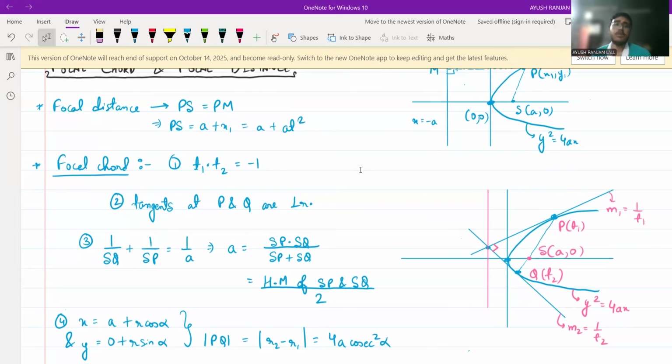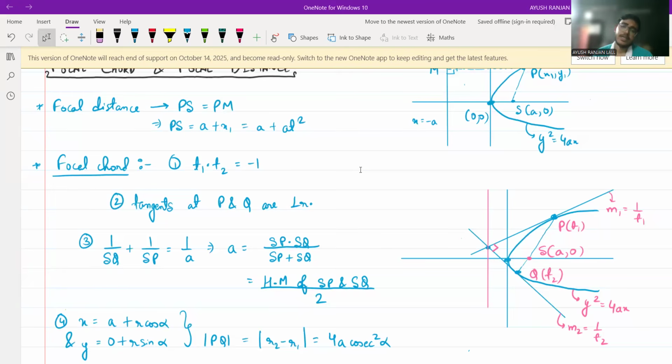So we all can say what a focal chord is. Next, we have done two to three things. We have drawn the focal chord and P, Q. P is taken as t1, Q is taken as t2, S is taken as (a, 0), and y square equals 4ax is the parabola. And here we have used m1 and m2.